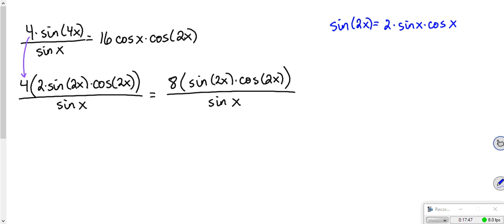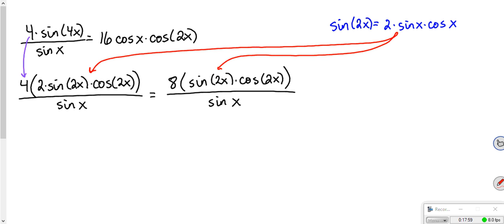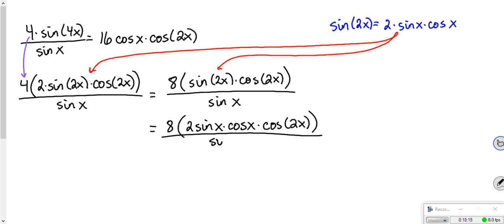So I have used the formula once. Okay, I used it once for here, and now I'm going to use it again and put it in place of here. So this is going to give me 8 times 2 sine x cosine x, and then I've still got the cosine of 2x all over sine x.